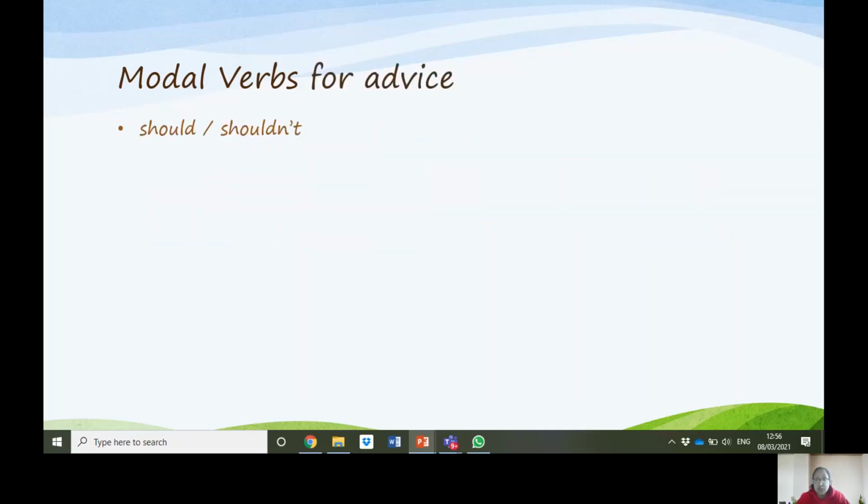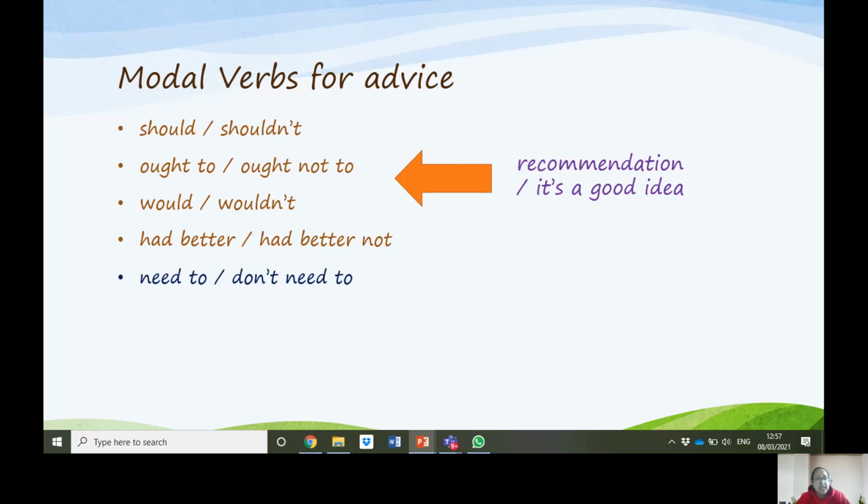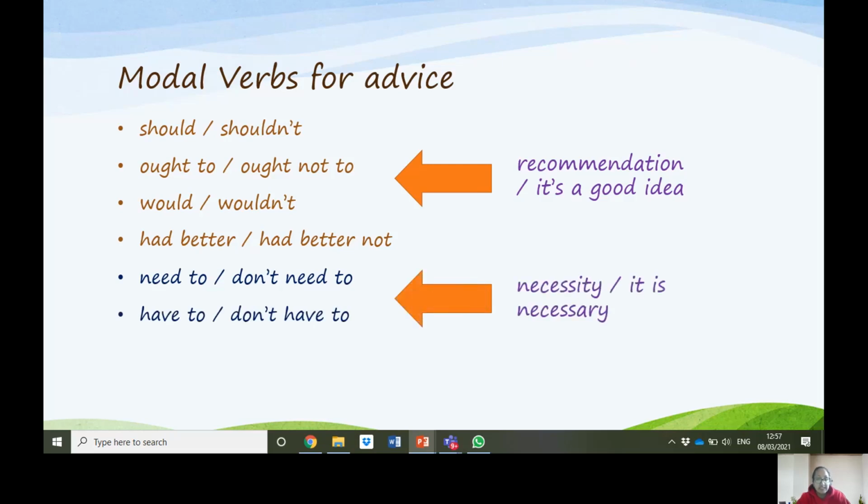So we can use should or shouldn't, ought to or ought not to, would, wouldn't, had better, had better not. These all show a recommendation. We're saying that something is a good idea. Whereas need to, don't need to, or have to, don't have to, these show necessity, that something is necessary in the advice that we're giving.